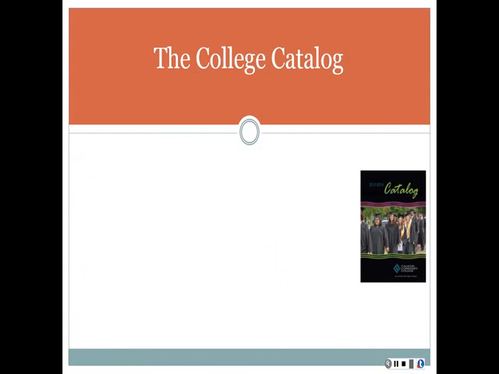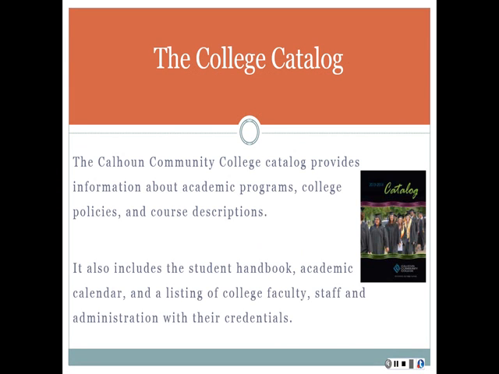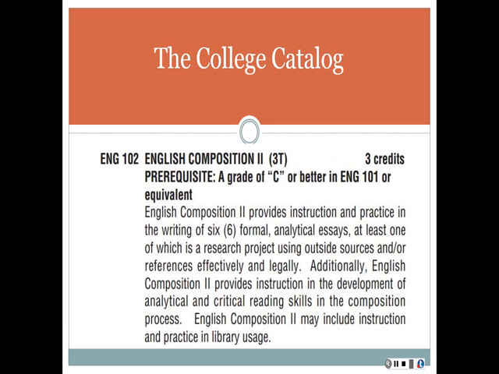Chapter 3 looks at the advising center, a lot of information that you would get if you went to talk to somebody in advising. First, the college catalog. The college catalog is a very useful tool. It has a lot of information about the different programs, policies, and course descriptions. It has a student handbook and calendar, information about the staff, and most importantly, it has listings for your courses.